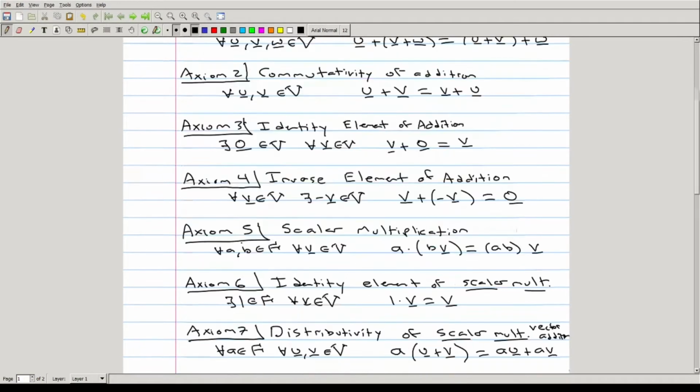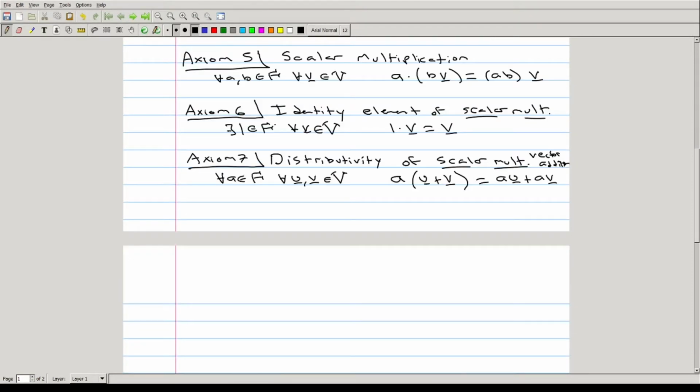And then our last and final axiom is axiom 8, which also deals with distributivity. This is distributivity of scalar multiplication with respect to field addition.